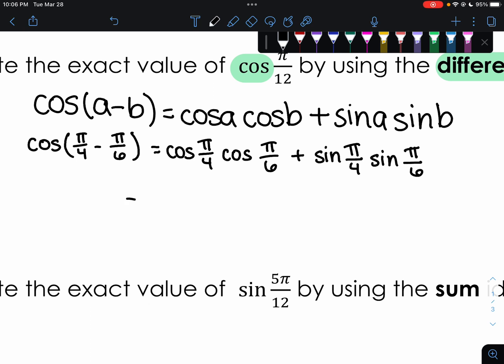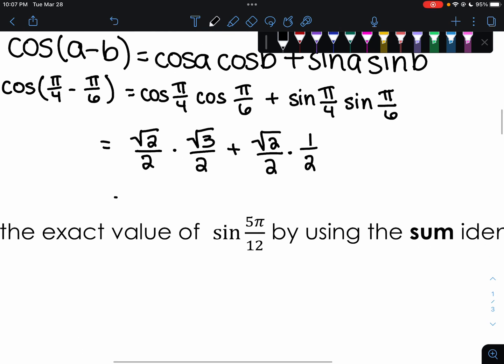So now I start evaluating. All of my angles are in the first quadrant. So here we go. Cosine of pi over 4 should be rad 2 over 2. If you want to pause the video to try to answer them, to check your understanding of the unit circle, that would be a great idea. Cosine of pi over 6 is rad 3 over 2. Plus sine of pi over 4, that is rad 2 over 2. Times sine of pi over 6, that is 1/2.